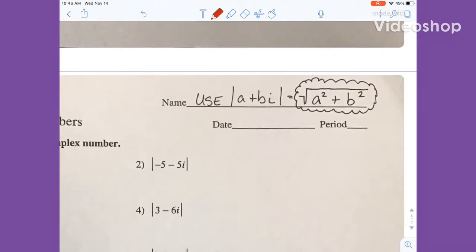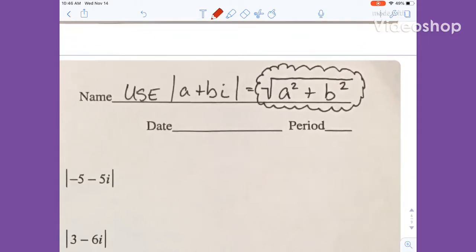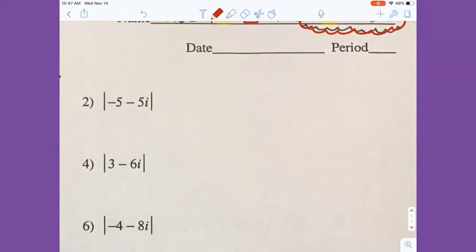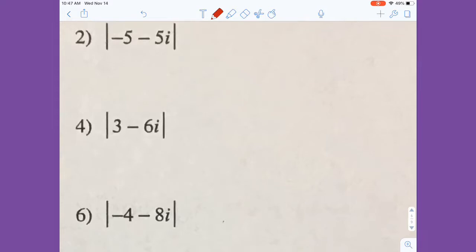All right, I'm going to show you guys how to find the absolute value of a complex number. And to do that, we are going to use this little guy right here, the square root of a squared plus b squared. A squared is the number in the real part of the complex number, the a, and then b squared is the number in the imaginary part of the complex number. So let's take a look at, let's do number 4 here.